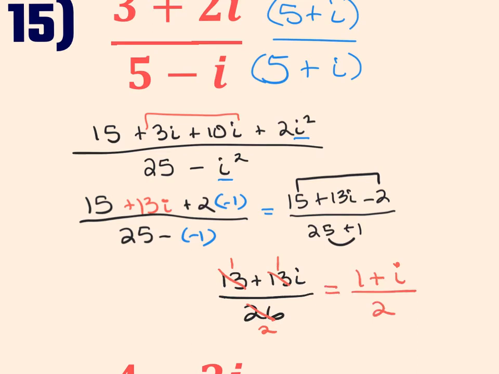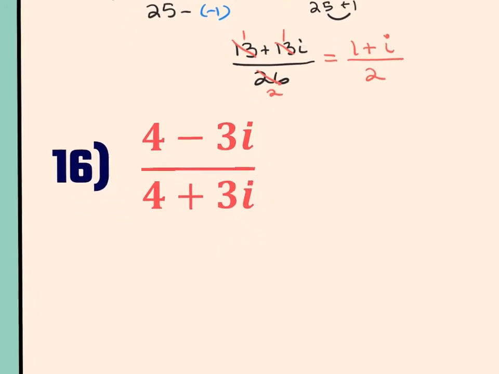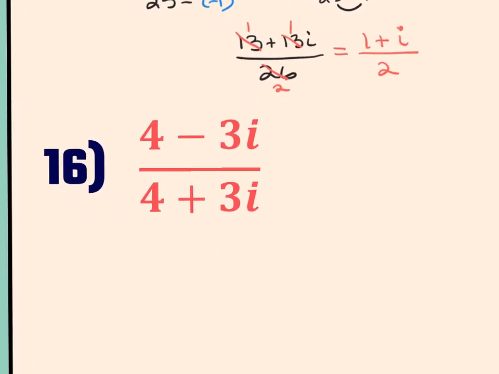And you could also pull it apart and give each its own denominator, make it 1 half plus i over 2. Let's try 16. Again, I need to get rid of the i in the denominator, so I'm going to multiply by the conjugate. 4 minus 3i, 4 minus 3i.